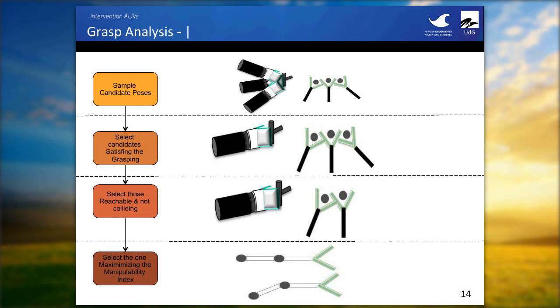For example, in our case, we cannot really do a valve turning from upper or lower orientation. And then we do another filtering based on collision avoidance. And then finally, if we end up with more than one position, we have to choose between them given a certain quality measure. And in this case, we use the manipulability index in order to define which one has a better manipulability index for the task.